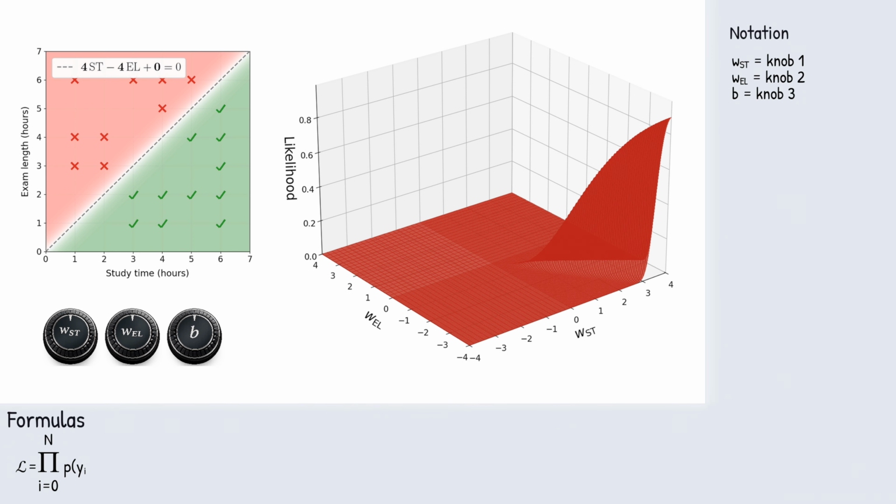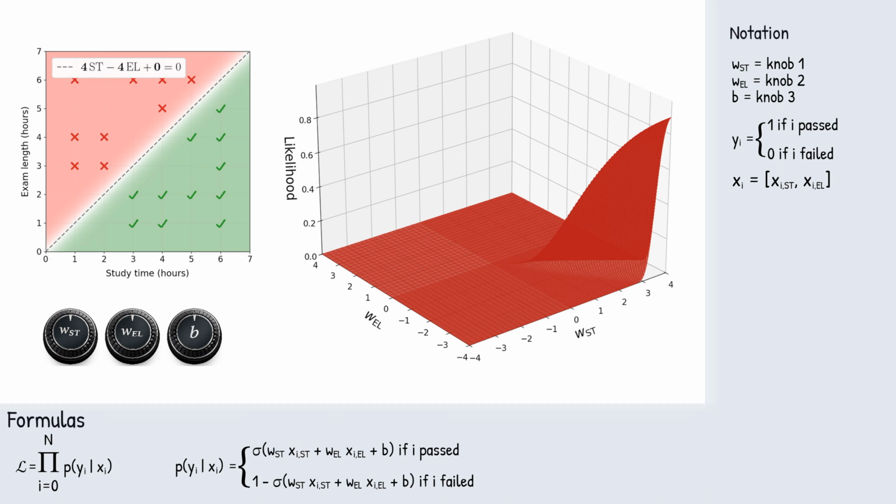The exact formula for the likelihood is the product of the probabilities logistic regression assigned to each student. In math, we write this probability as the probability of yi given xi, where yi is what happened to student i, either they passed or they failed, and xi is the study time and exam length for that particular student i. So this conditional probability is the probability that logistic regression would assign to whatever happened to that student, which we can calculate directly using the sigmoid and the parameters of the line.